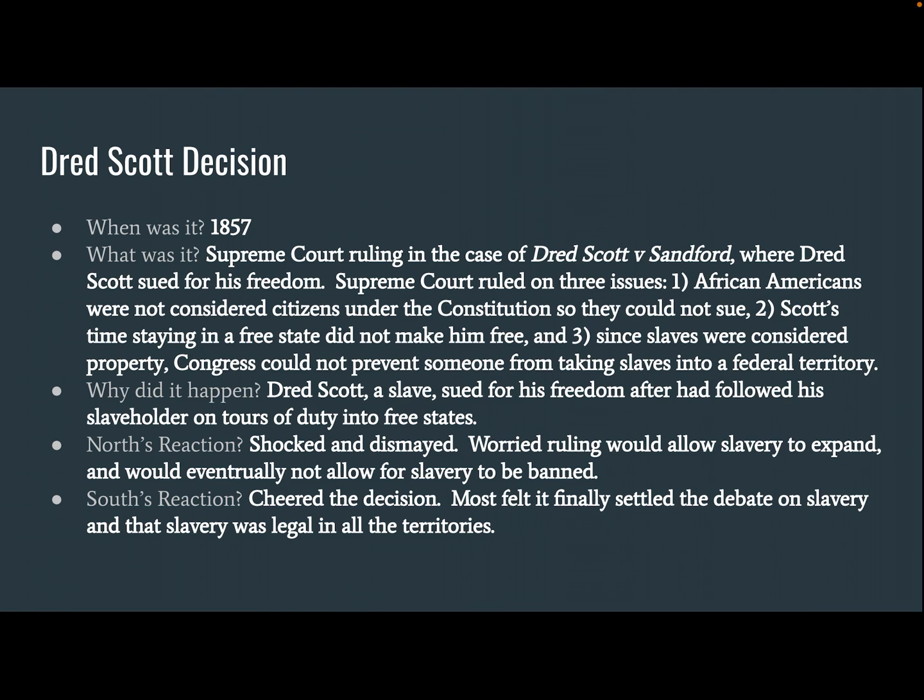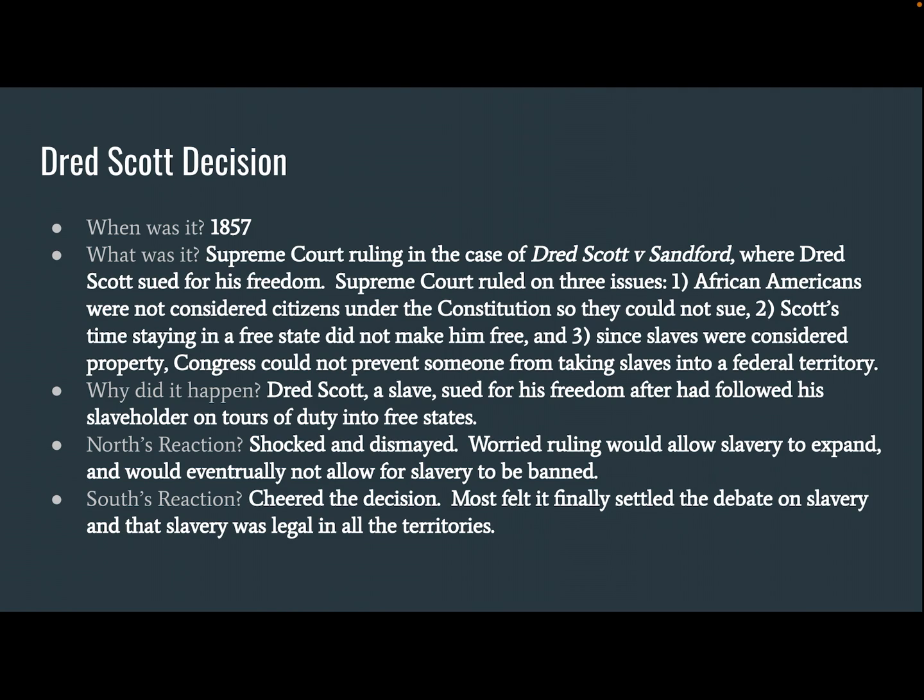And then third, since slaves were considered property, right, an enslaved person was considered property, therefore Congress could not prevent someone from taking slaves into a federal territory. So basically, that Missouri Compromise line is unconstitutional. That's basically what they're saying with that third issue: since they're property, just as if someone was taking their cattle into these areas, right, cattle is considered property, just like that, Congress then cannot prevent someone from taking their enslaved people into a territory. So therefore, they cannot ban slavery in federal territories. So it makes that Missouri Compromise line unconstitutional.